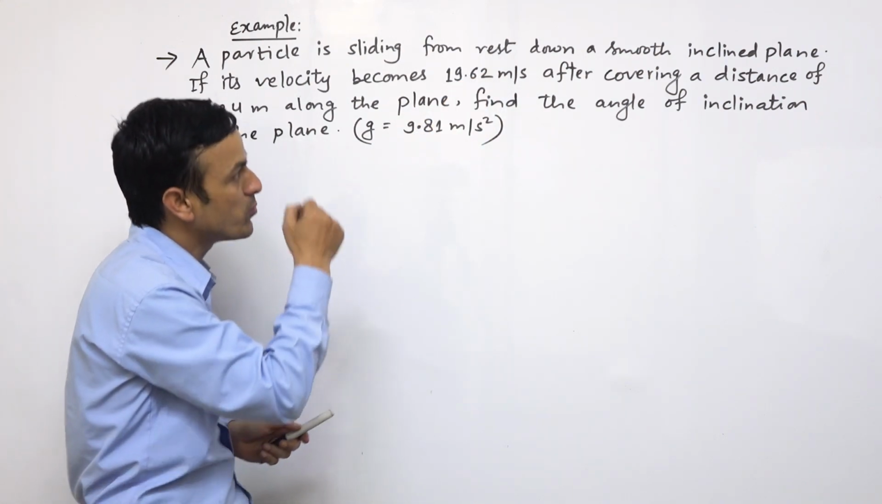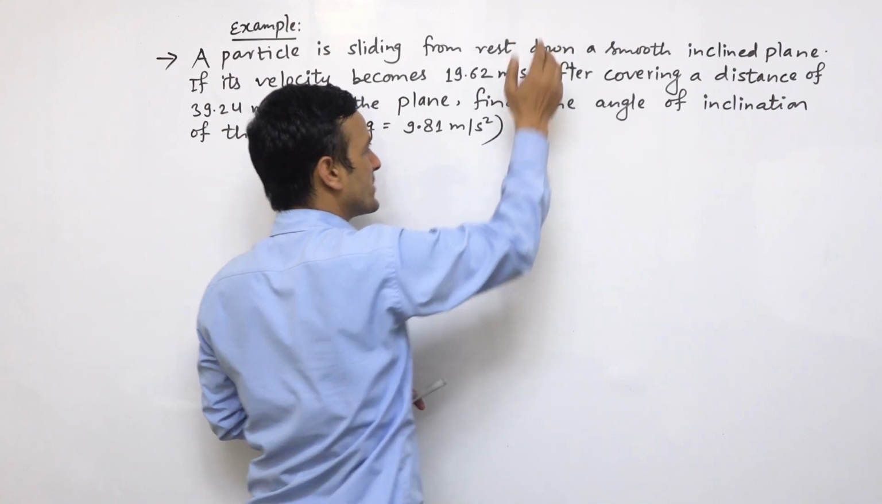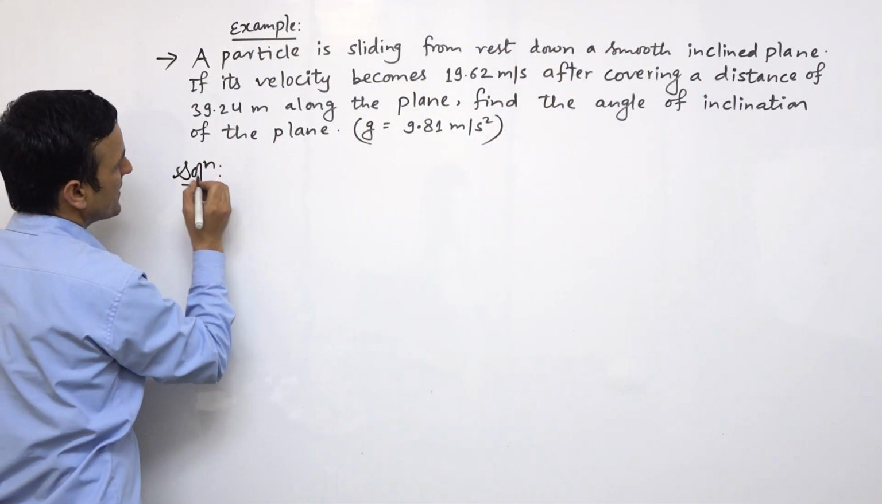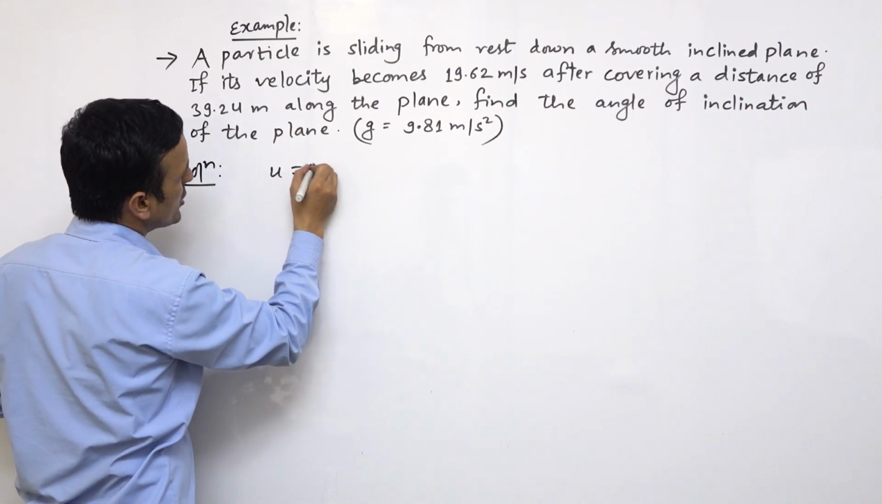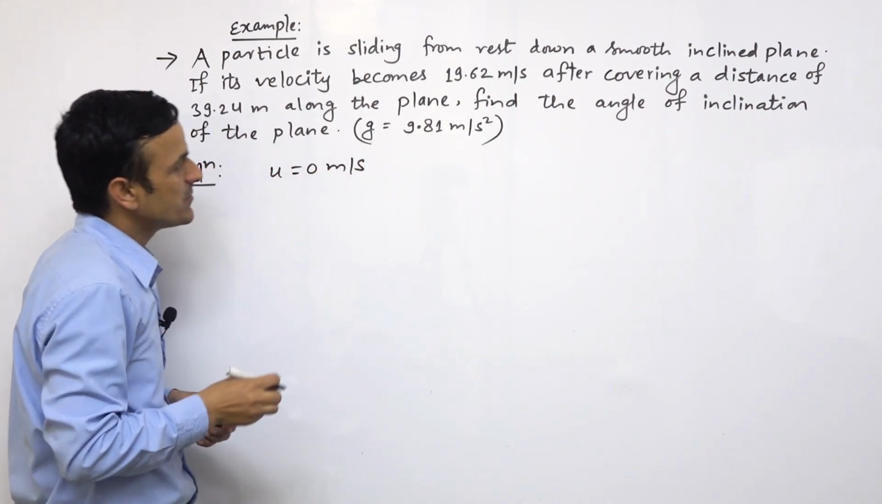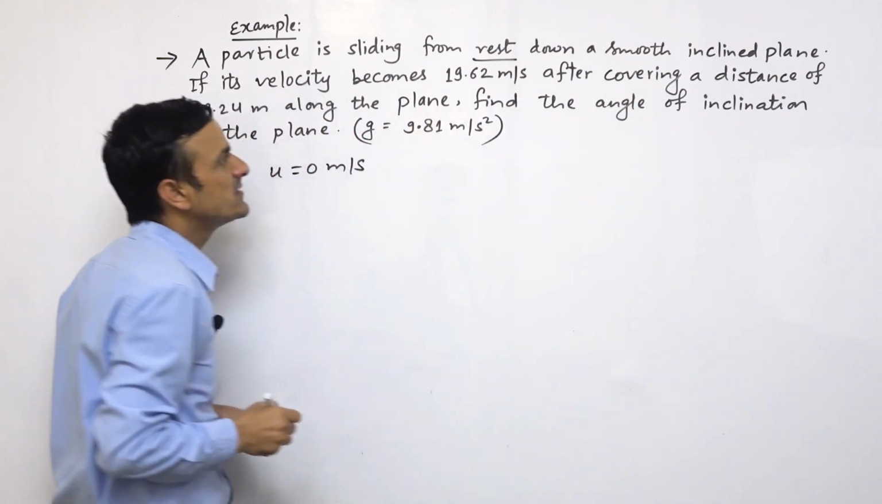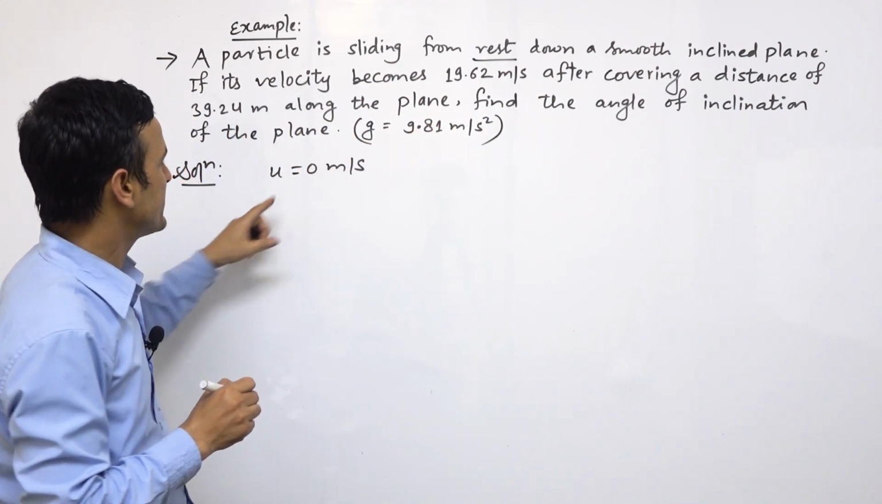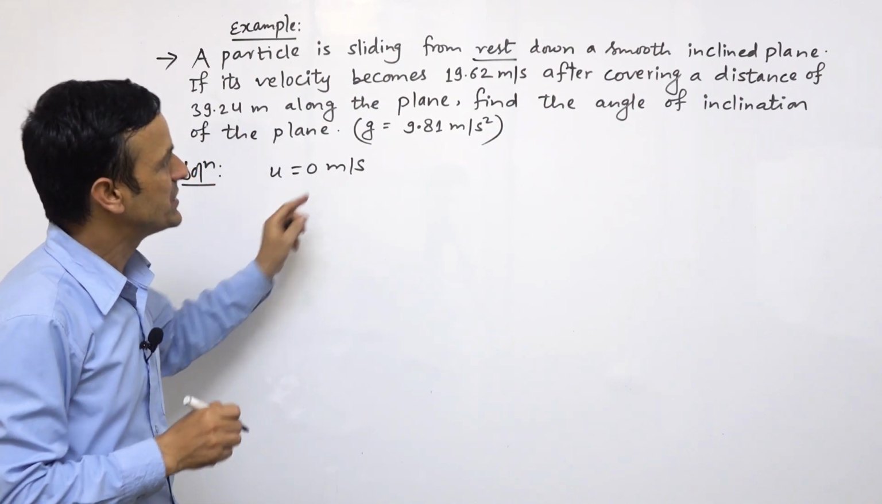रेस्ट बाट डाउन मा मूव भएको भएर रेस्ट भन्ने बित्तिकै 0 लेख्नु पर्छ. So according to the information we can write down like this. So u is equal to 0 meter per second because rest is here. कुनै एउटा सर्टन पोजिसन बाट रेस्ट पोजिसन बाट डाउनवर्ड मा आछ भने u becomes 0 in this case.